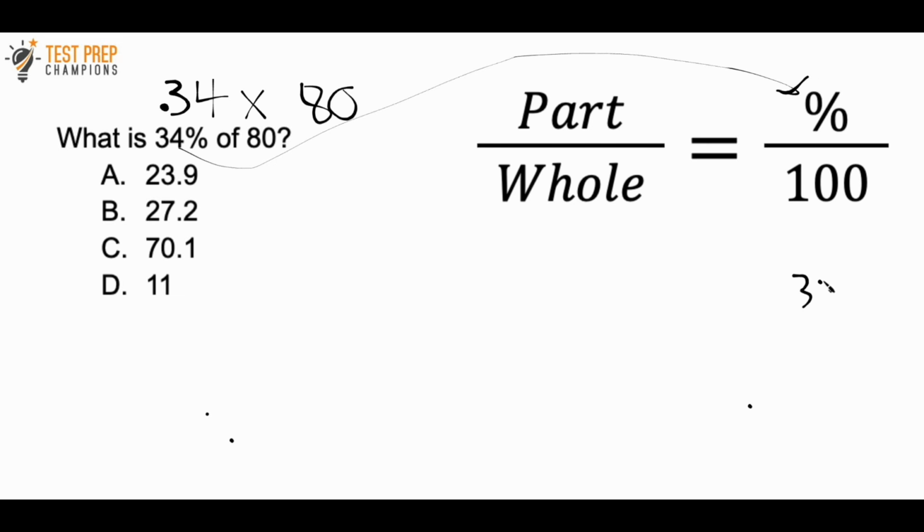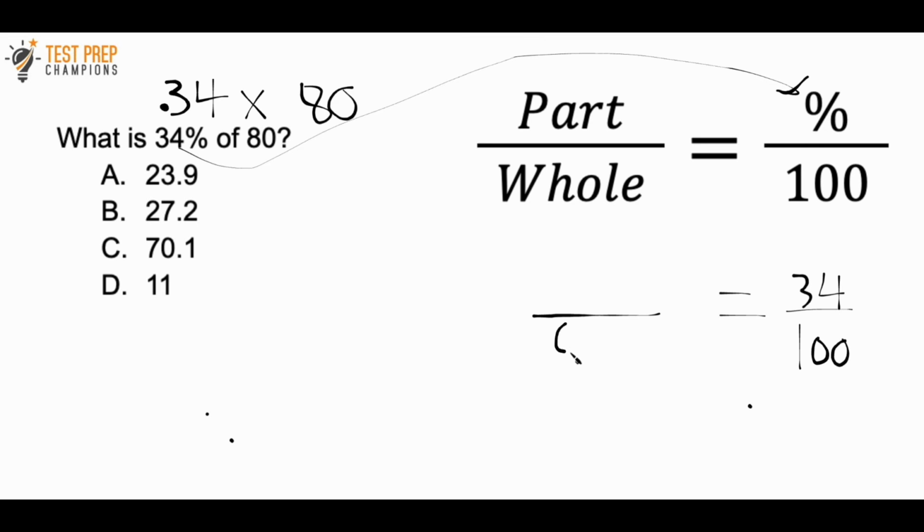So you would have 34 over 100. So what are we going to put in for the part and what are we going to put in for the whole here? Well, the part is always going to be the smaller number than the whole. So if you're not sure if 80 is the part or the whole, you can look at the answer choices here and you can see that each number is smaller than 80. And so we know that the whole is always going to be the bigger number.